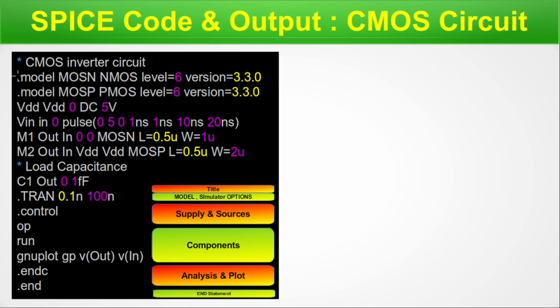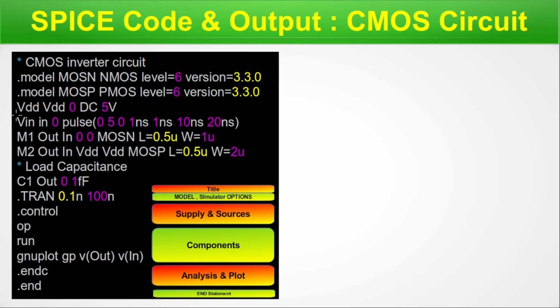Next we have the two model statements, which go to this particular section. That means the models and simulator options. And here you can see the NMOS, PMOS levels are there. That means these are the BSIM levels which I have talked about earlier, which you can learn about from the Verilog Marathon. Link is given in the description.